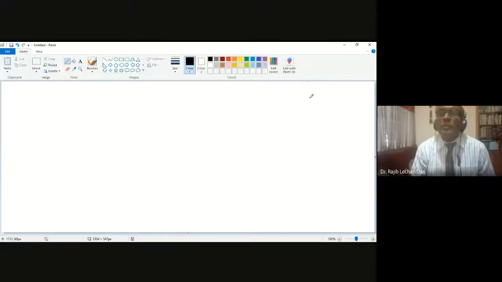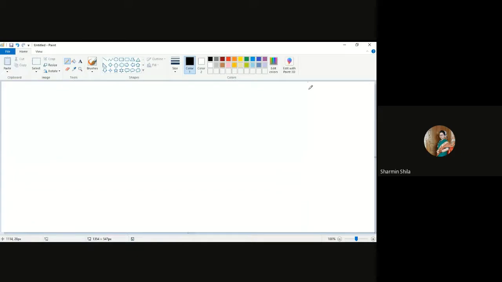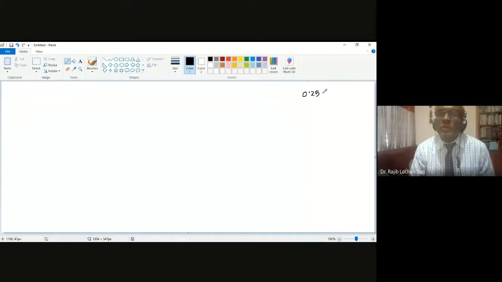From this equation, what will you find out, n? So 0.25 equals 0.95 to the power n minus 1. Good. So this was the last part, and from this equation we need to find the n value.